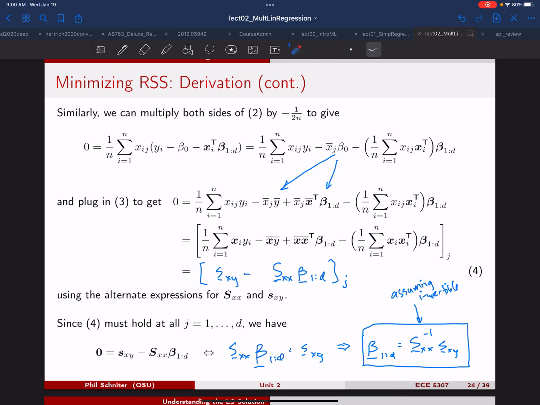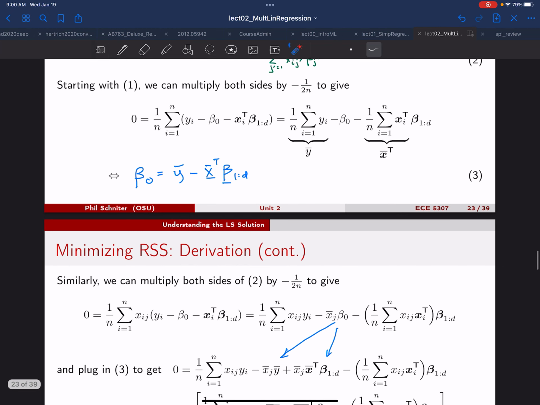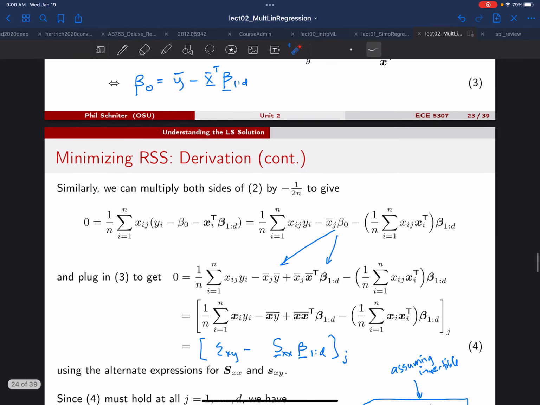Okay, so basically what we've uncovered now are two expressions. The first for beta 1 through d. This is written in terms of the statistics of our data. And once we know that, we can plug that into here. We get an expression for beta naught, again, written in terms of the statistics.